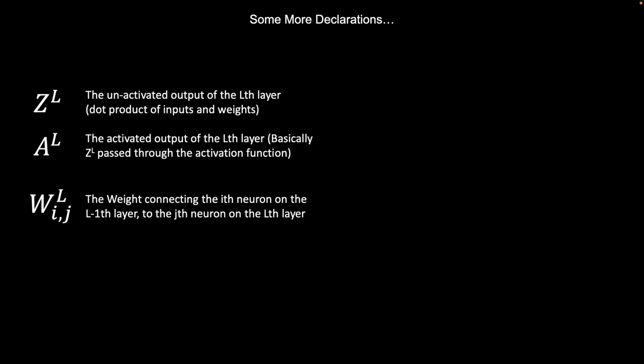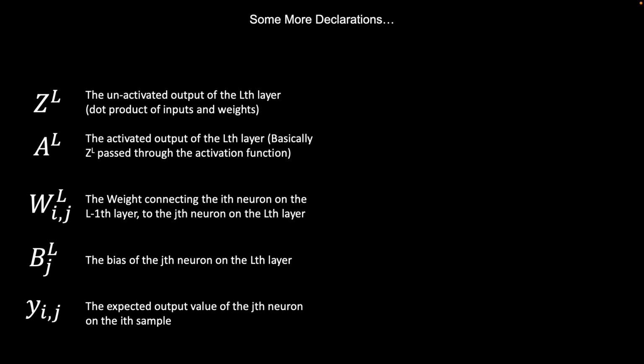W of L with the subscripts i and j will represent the weight connecting the ith neuron on the previous layer to the jth neuron on the Lth layer. B of L with the subscript j will represent the bias of the jth neuron on the Lth layer.